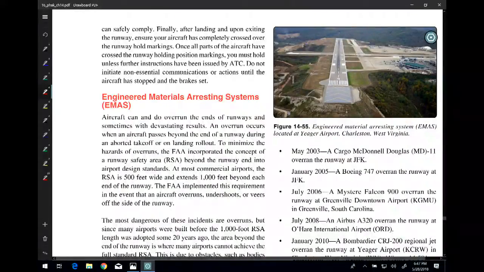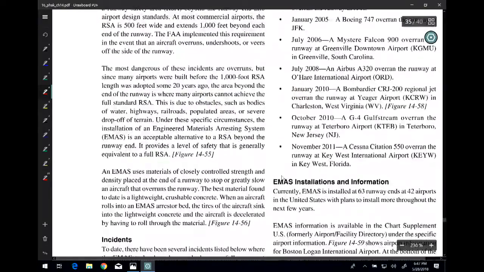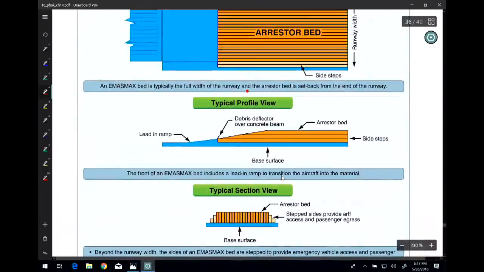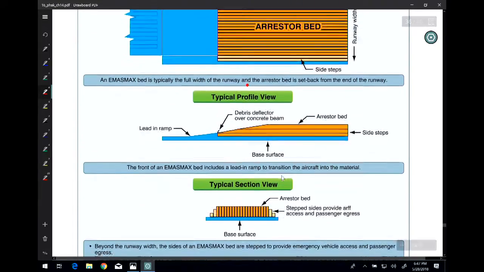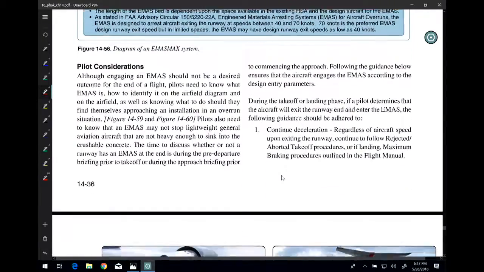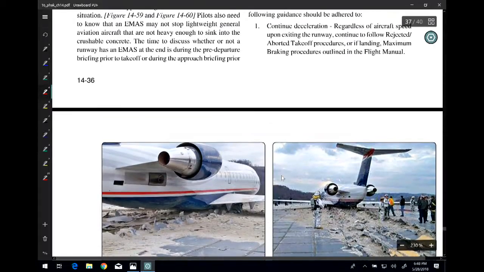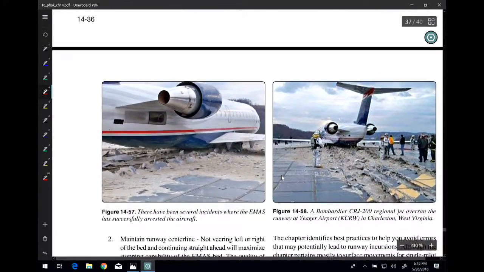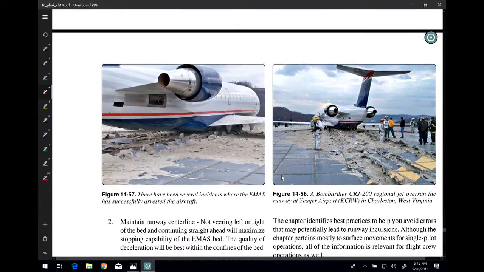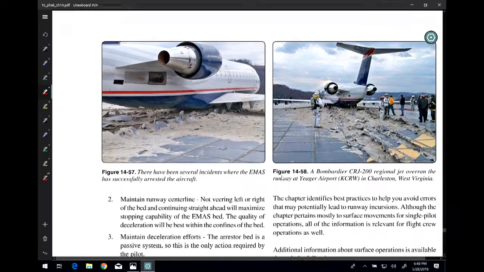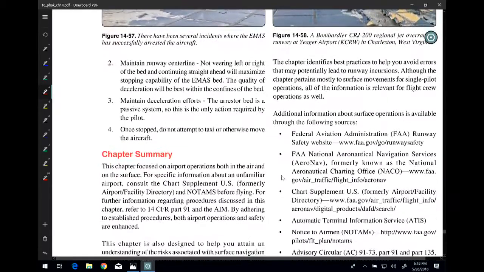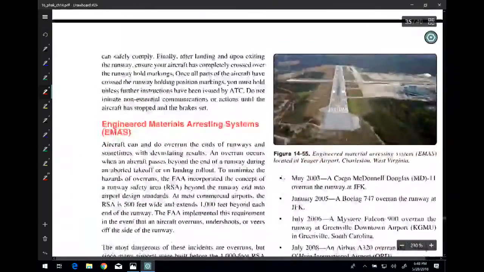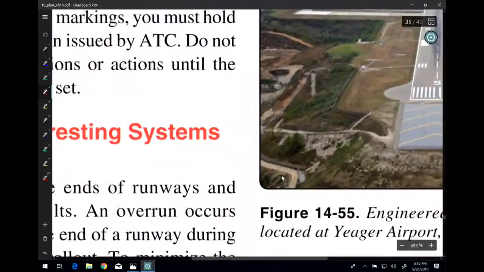So when you look here, EMAS, that's it. This talks about what EMAS is, how it works, how the construction is, gives you the setback, the arrestor bed, all of that stuff, all of the considerations that a pilot has. Remember I told you about centerline discipline. This is one of those reasons why we always want to make sure that we maintain centerline on a runway.